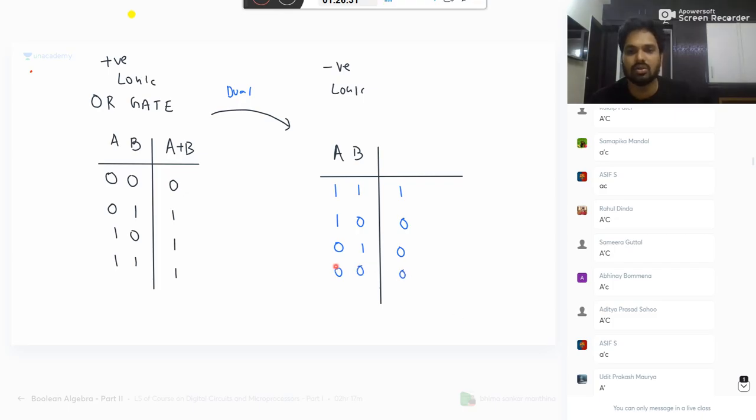Now you check: 0, 0; 0, 1; 1, 0. Only for 1, 1 you are getting output as 1. It is nothing but the AND operation. You understand the difference between dual and complement? In complement, only the output is complemented. In the dual, both input and output are complemented. Simple rule. Okay, so let's move further.